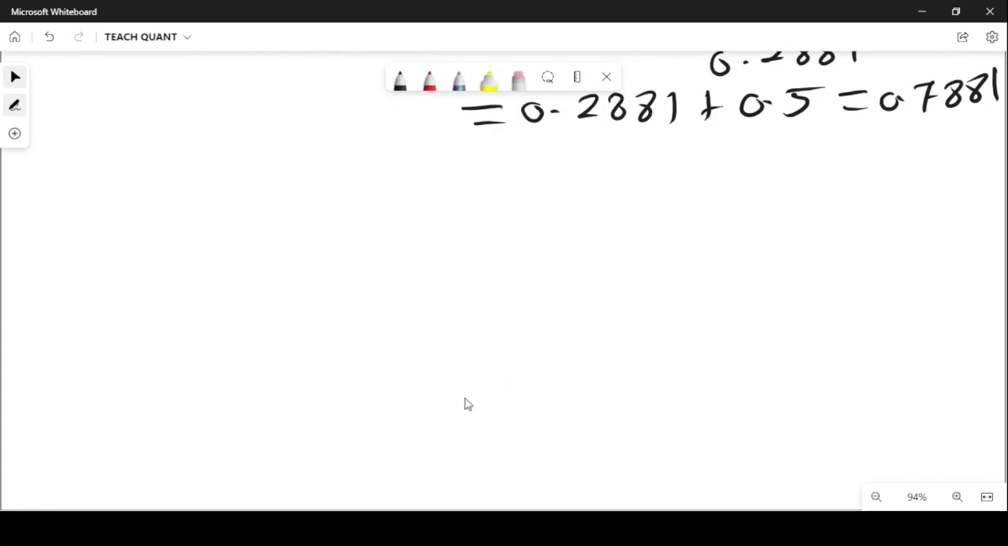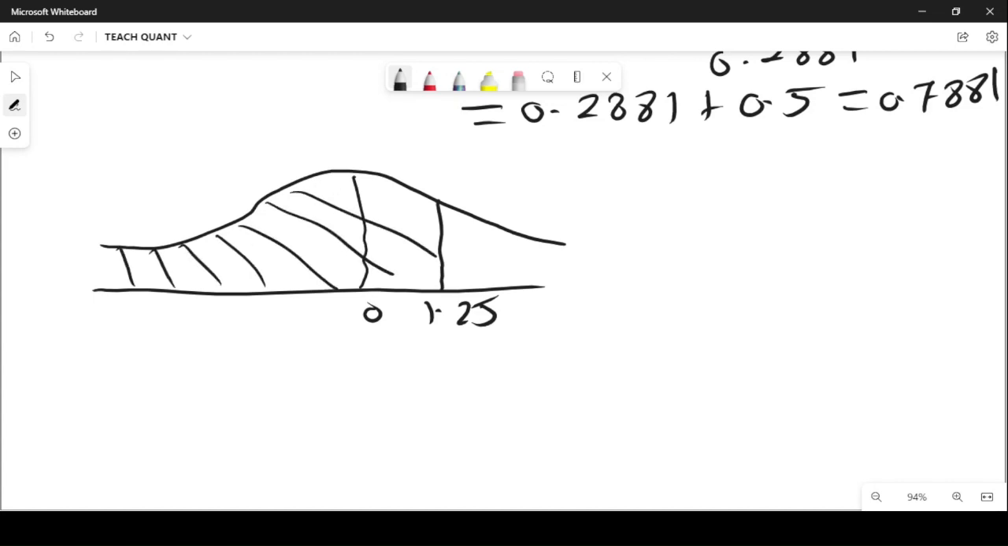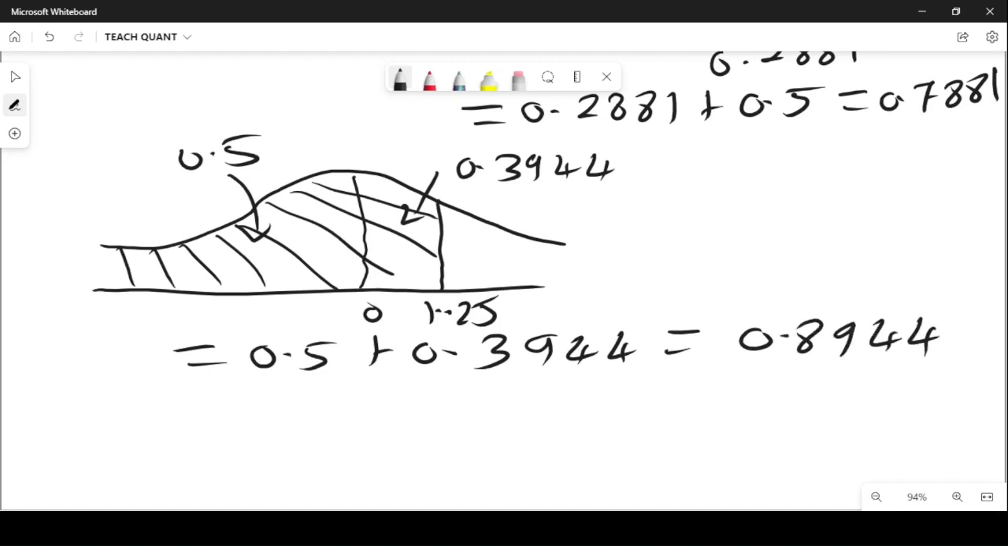Finally, the same could apply, whereby this time it is maybe the value on the positive. Maybe I give you a value like 1.25, and I'm giving you all this portion. Again, this is 0.5, and then I go to the tables and get 1.25, and that will give me 0.3944, and therefore the total area will be 0.5 plus 0.3944, which is 0.8944, and therefore that gives me the area of that curve.